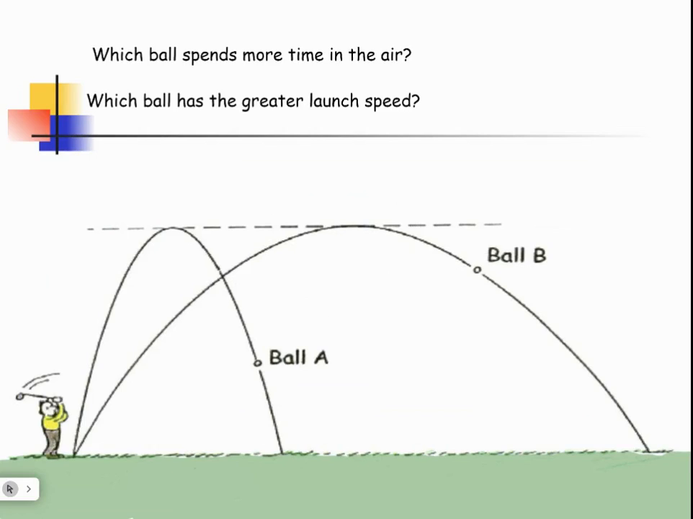So let's do a few conceptual questions. We're going to hit a ball and they both are going to go to the same maximum height, but ball B is going to land farther away. And I want to know which ball spends more time in the air and which one has a greater launch speed. Well, one thing to remember is that the height is what is going to determine the amount of time. So if they go to the same height, that means you're going to have the same time in the air. And if they have the same amount of time in the air, if B goes farther, then it must be going faster.